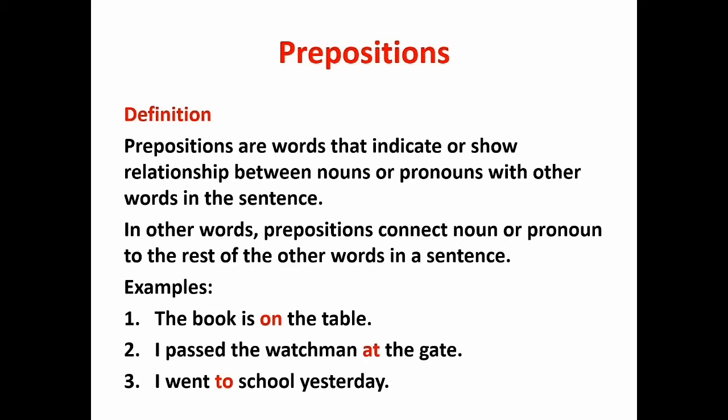Though prepositions and conjunctions are doing the work of connection, they are different. Conjunctions join, prepositions show relationship. Number 2, I passed the watchman at the gate. So at is a preposition showing the relationship between I passed the watchman and the gate. Number 3, I went to school yesterday. To is a preposition showing the relationship between I went and the school yesterday.